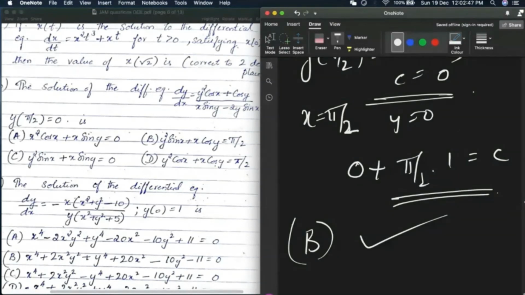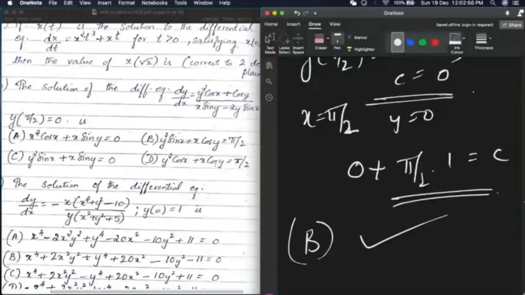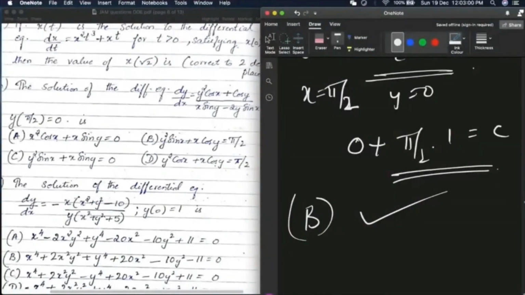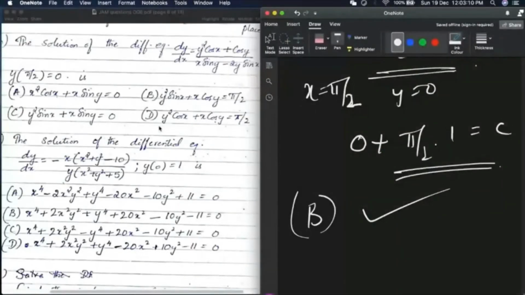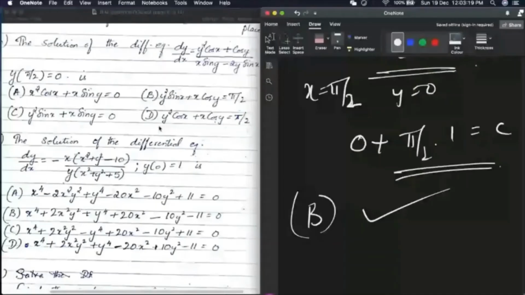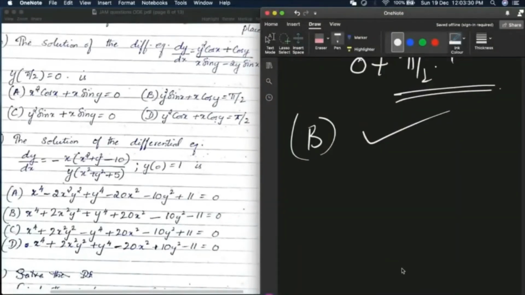The solution of the differential equation dy by dx is equal to minus x into x square plus y square minus 10 by y into x square plus y square plus 5, where y of 0 is equal to 1. I think this also will come exact. Just check. I have a doubt because 2xy will come, I think, from dou m by dou y and dou n by dou x. But is there an extra minus or something coming? This is not making it 0. No, I think, and it's polynomial, it's easy. Polynomial integration is also easy.